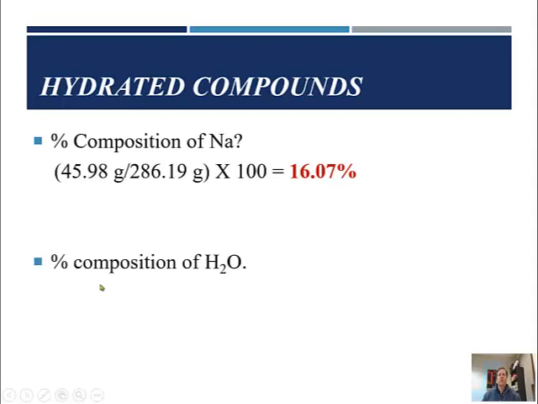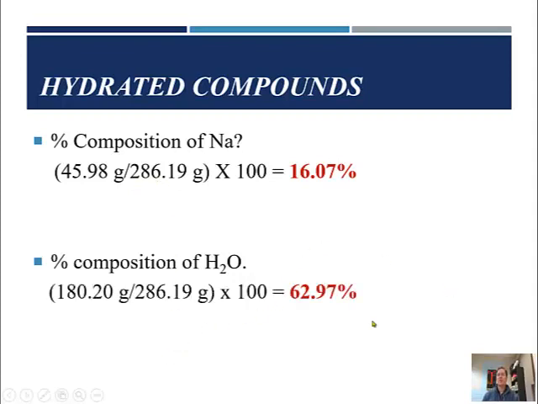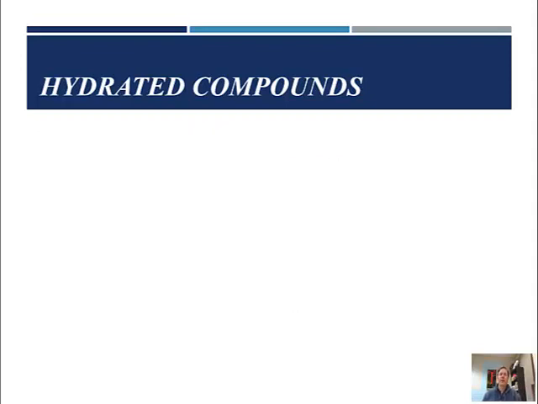Real quick, see if you can do the percent composition of water on your own. Pause this, do the calculation, and come back. Okay, let's see, we had a total of 10 waters. Water's 18.02, so it's 180.2 grams of water in 286.19 grams of the total compound. Times 100, so it's almost 63% water in this compound. That's pretty big. So same thing we've been doing. We just have to remember that we're including water, and that dot means includes. Think of it as a plus sign rather than a multiplication sign.